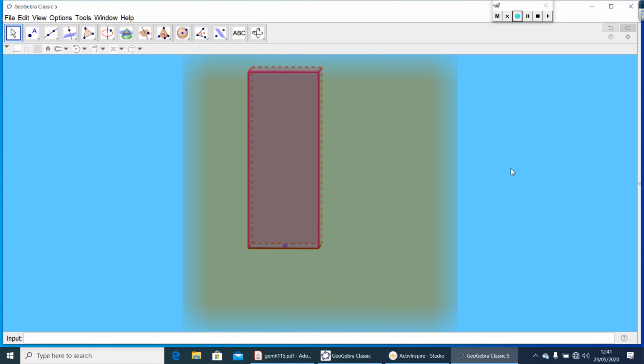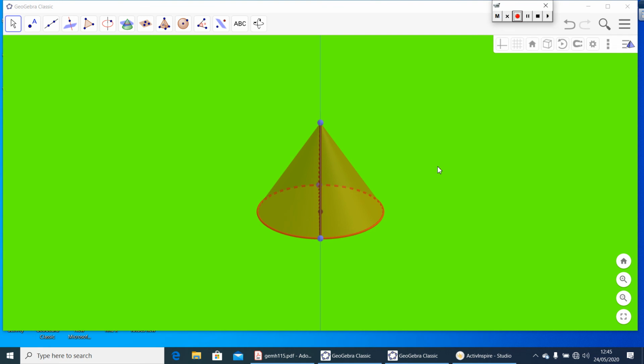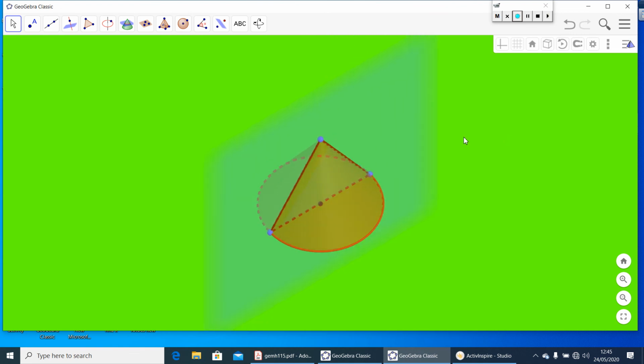Now let us look at another figure. Here you have a cone and a vertical cut. Now what will be the cross section when a cone is cut vertically? Here you can see it will be a triangle. The cross section will be a triangle.